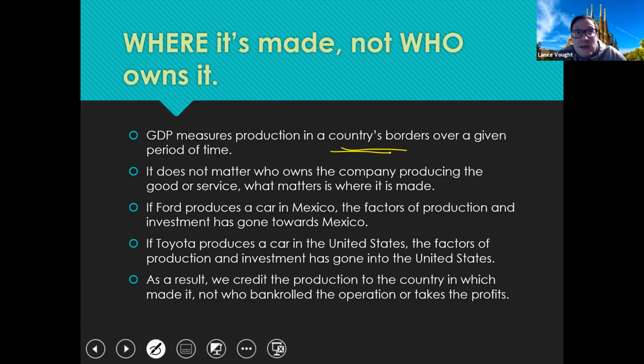So it doesn't matter that Ford is the company providing it. This is something known as foreign direct investment, where a foreign company or business invests in a plant in a different country. GNP will credit that towards the country that owns the business, but GDP credits it to the country that made the thing. So you could have Toyota.